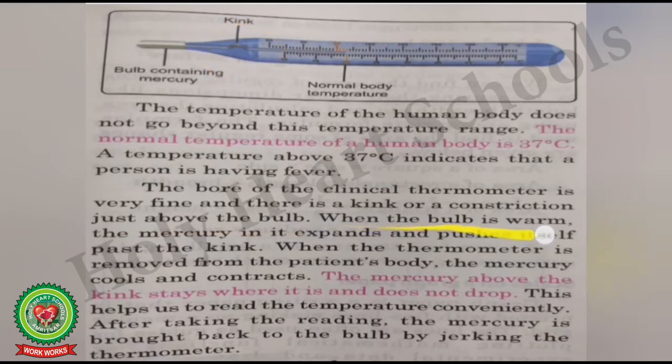When the bulb is warm, the mercury in it expands and pushes itself past the kink. When the thermometer is removed from the patient's body, the mercury cools and contracts. The mercury above the kink stays where it is and does not drop. This helps to read the temperature conveniently. After taking the reading, the mercury is brought back to the bulb by jerking the thermometer.